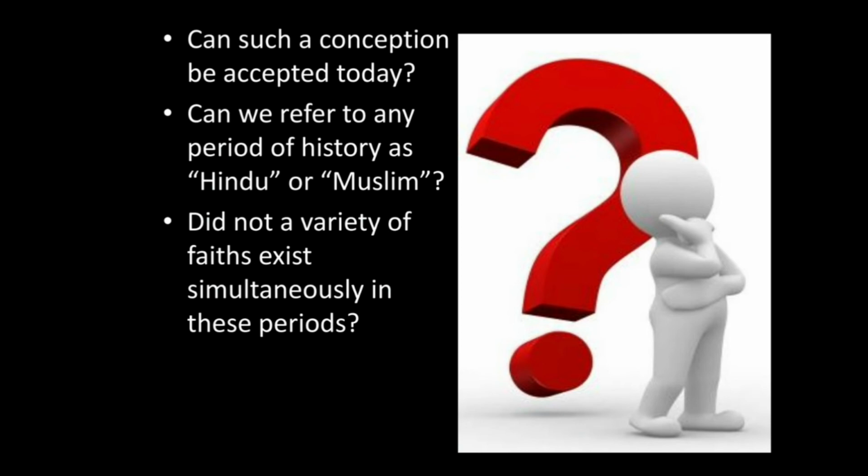Just think, is it possible that during the Hindu period of Indian history only Hindus were there in India? Or during the Muslim period of Indian history only Muslims were there? Or during the British period or the Christian period of Indian history only Christian or British people were there? No, several varieties of faiths existed simultaneously in each period of history categorized by James Mill. So it is not fair to accept his division.